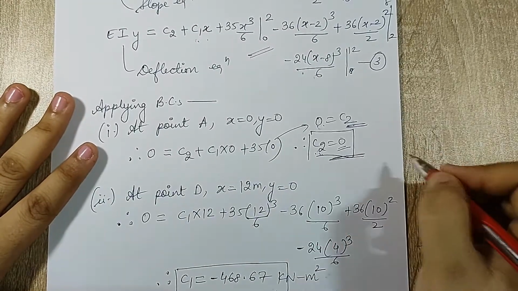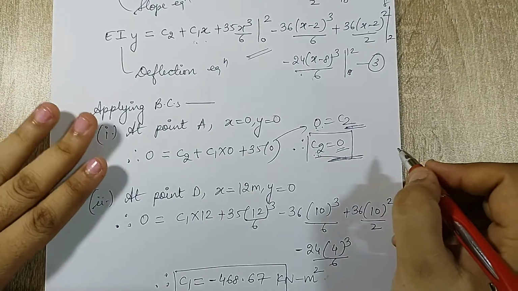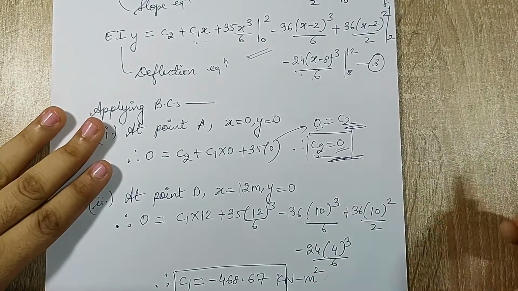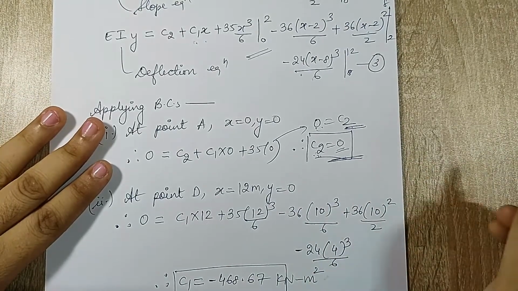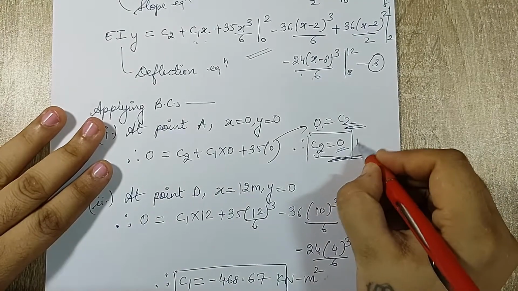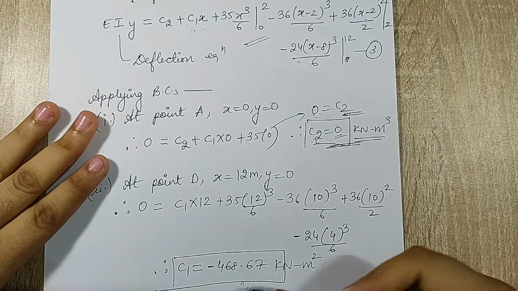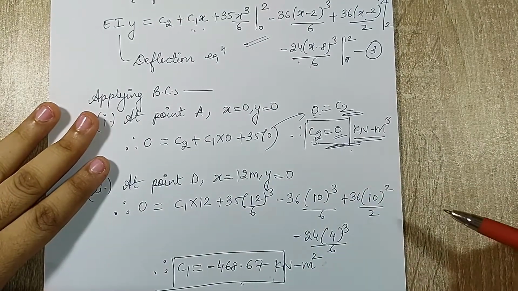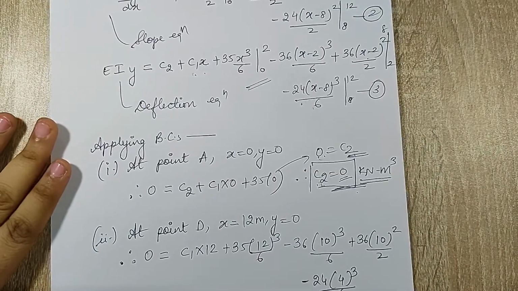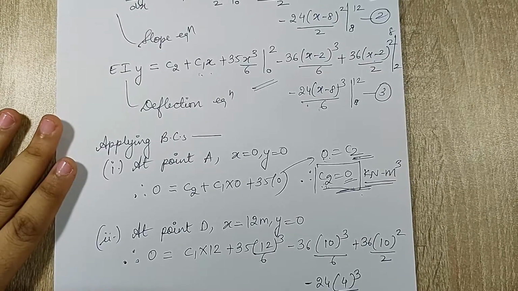Now when you look at term C2, though its value is 0, if I have to write its unit, suppose C2 takes up a value or if it doesn't take up a value, but it is actually kilonewton meter cube. So C1 and C2 have different units. So this is something which you can just keep it with you.